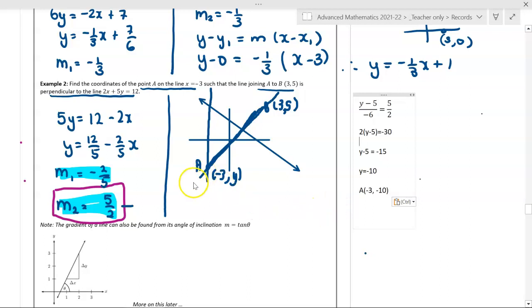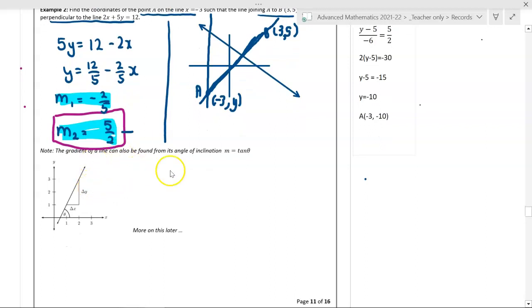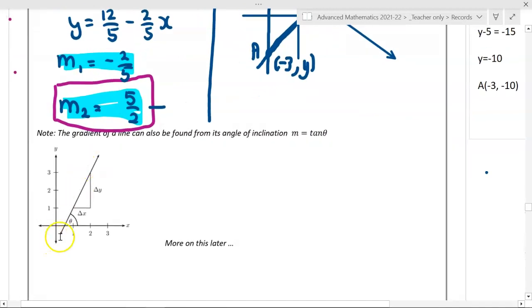And that would give me a line that passes through A and B, perpendicular to that original line, 2x plus 5y equals 12. Quite tricky. Another trick to have up your sleeve is that the gradient of a line can also be found from its angle of inclination, and that's the angle it makes with the positive x-axis.